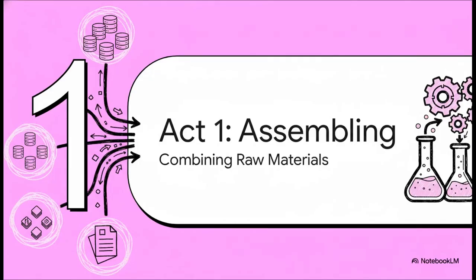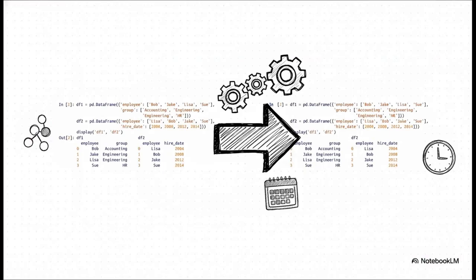Okay, Act 1. This is all about gathering our raw materials, bringing everything together from all those different sources. So here's a classic scenario. Check this out. We've got two different tables of data. The first one, DF1, has our employee names and what department they're in. The second one, DF2, has their names and their hire dates. The first big challenge? We've got to bring these two together.